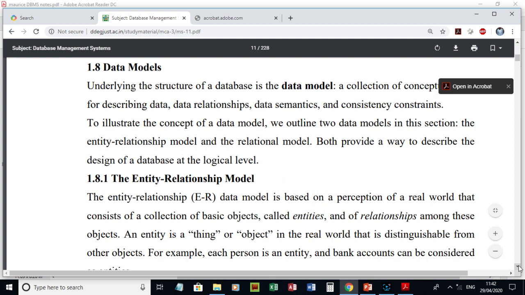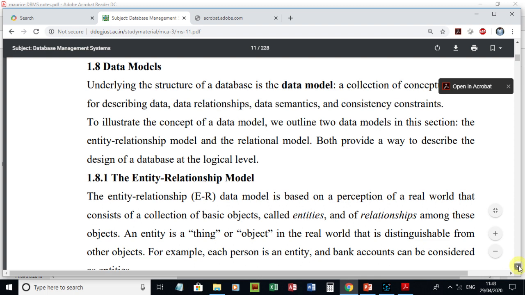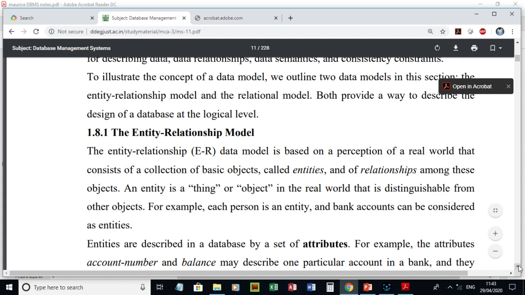An entity is a thing or object in the real world that is distinguishable from other objects. For example, each person is an entity, and bank accounts can be considered as entities. Savings is an entity, current is an entity, and customers are an entity. But they all form under the big brother umbrella called the bank. Okay, let's continue.